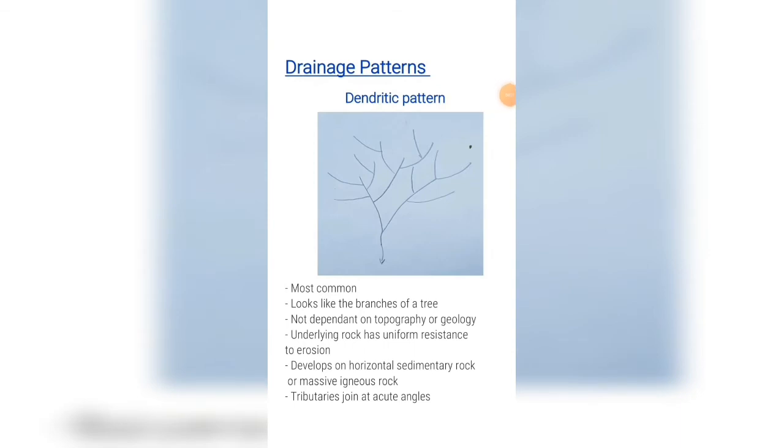Discussing drainage patterns. The first drainage pattern is the Dendritic Pattern. This is the most common pattern, and from above it looks like the branches of a tree. It is not dependent on the topography or geology of the surrounding areas, and the underlying rock has a uniform resistance to erosion. Remember, uniform resistance to erosion means that the rocks erode at the same pace.